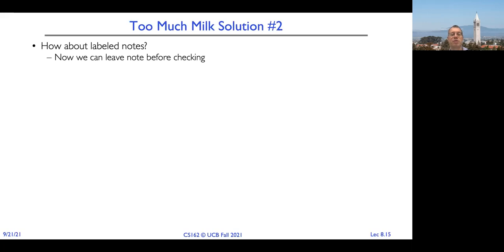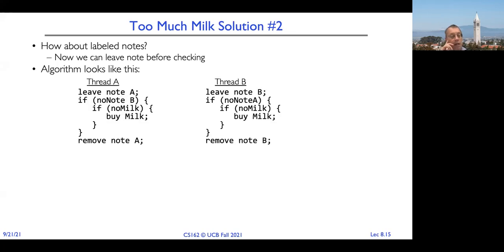So let's go to solution 2. This kind of didn't work. Maybe we need to be more sophisticated. Maybe we need to have two notes, right? One for each person. Okay. So let's rewrite the previous code. So thread A leaves note A. Thread B leaves note B. And thread A checks whether thread B left a note. And thread B checks whether thread A left a note. Okay. Seems more sophisticated, may work maybe. What do you think? Is it going to work?